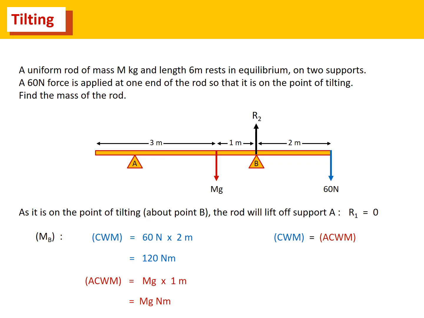So in actual fact, there is still equilibrium. It's just in equilibrium, only just. And when it's only just in equilibrium, we can still use the fact that the clockwise moments equal the anti-clockwise moments. So we end up with 120 equals mg, and that gives us a mass of 12.2 kilograms.